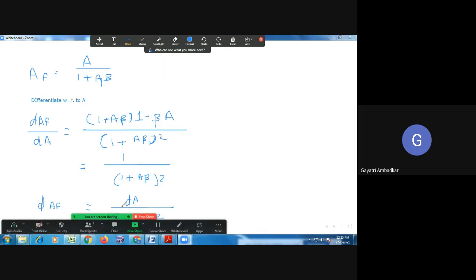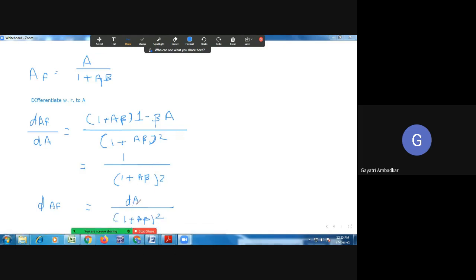It is reduced because changes taking place in gain without feedback, that is DA, gets divided by this factor. Ultimately, the changes taking place in the gain of the amplifier without feedback, we denote it by DA. So this DA is equal to 1 plus A beta square multiplied by DAF. So this is at higher side and this is at lower side.